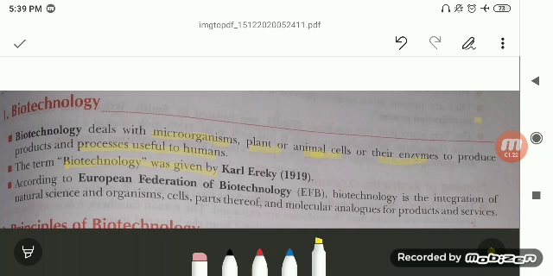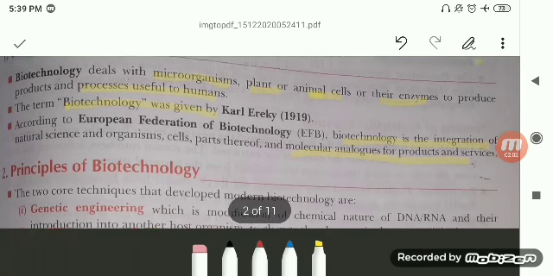According to the European Federation of Biotechnology, that is EFB, biotechnology is the integration of natural science and organism, cell, parts thereof, and molecular analogues for products and services. Simply we can say biotechnology is the integration of all the natural sciences and all the living organisms, and they produce products which are useful for mankind.